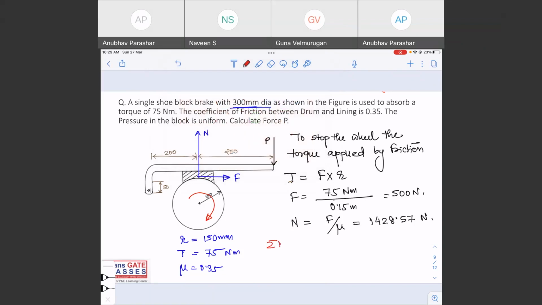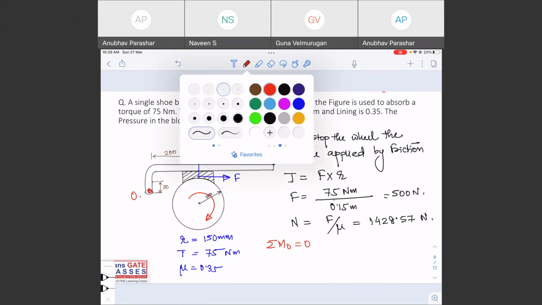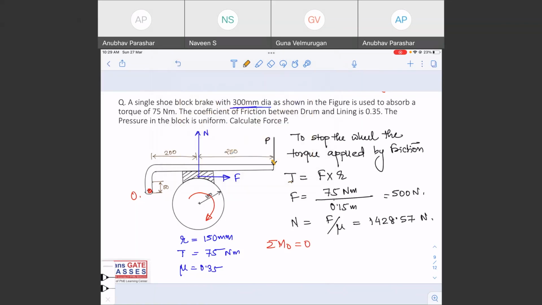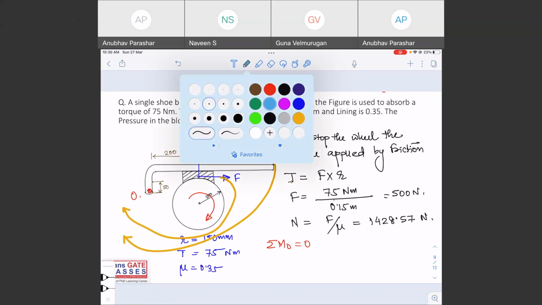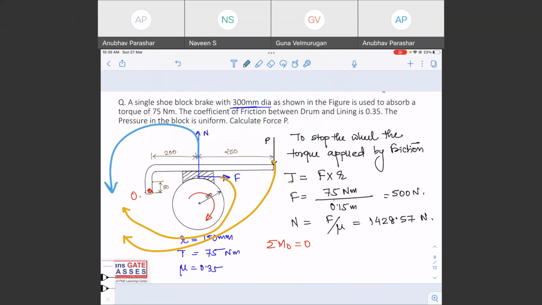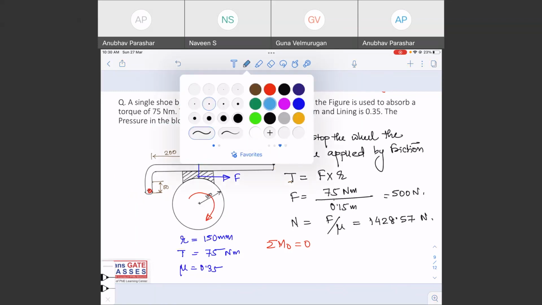Let us take summation of moment about point 2 should be equal to 0. Let me say this is point 2, right? So if you see, the direction of movement of the force and friction, they are same, that is clockwise, right? Direction of movement of the normal reaction is anti-clockwise about point 2, right? So how to write the equation, let us try to write the equation.